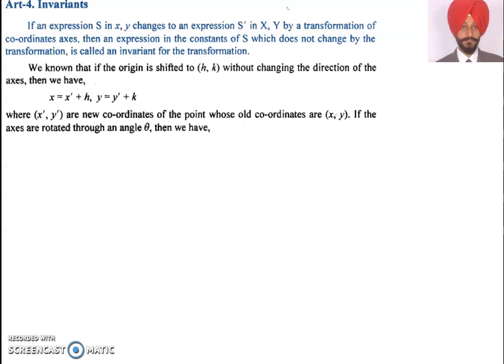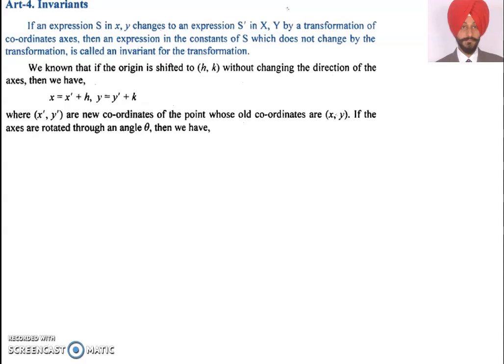So see here, we know that if the origin is shifted to (h, k) without changing the direction of the axes, then we have x is equal to x dash plus h and y is equal to y dash plus k, where x dash, y dash are the new coordinates of the point whose old coordinates are x and y.